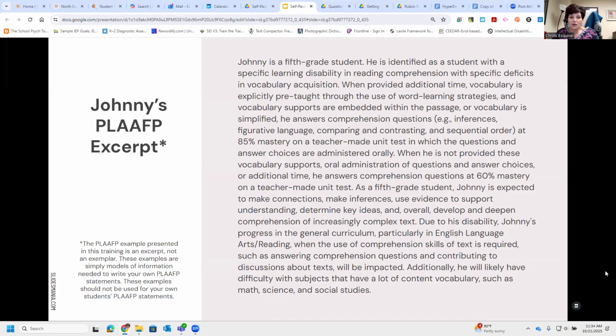Okay, let's review. Johnny is a 5th grade student with a specific learning disability in reading comprehension, particularly with vocabulary acquisition. When he's given extra time and vocabulary supports, he can answer comprehension questions with 85% accuracy. Without those supports, his accuracy drops to 60%. Because vocabulary and comprehension are so foundational, his disability affects progress across content areas like math, science, and social studies.